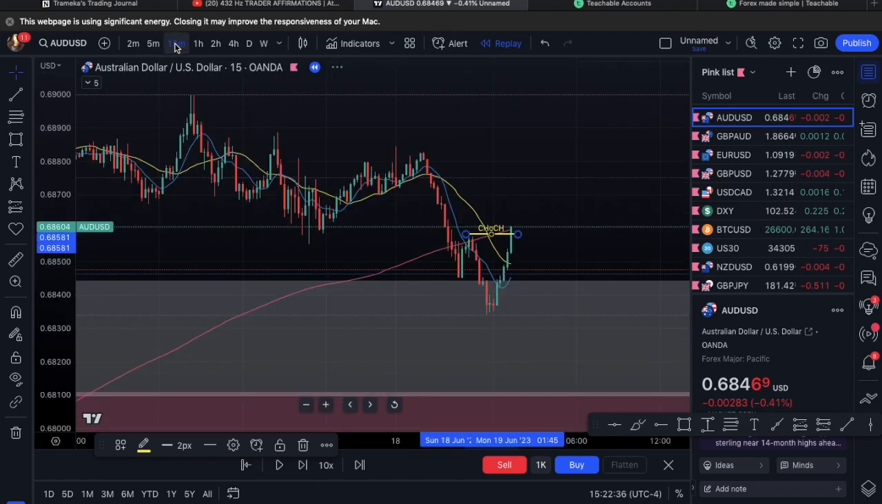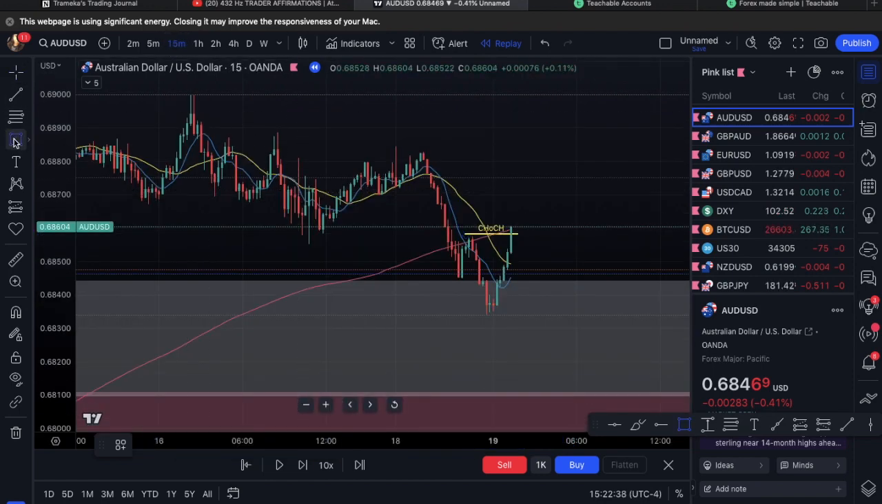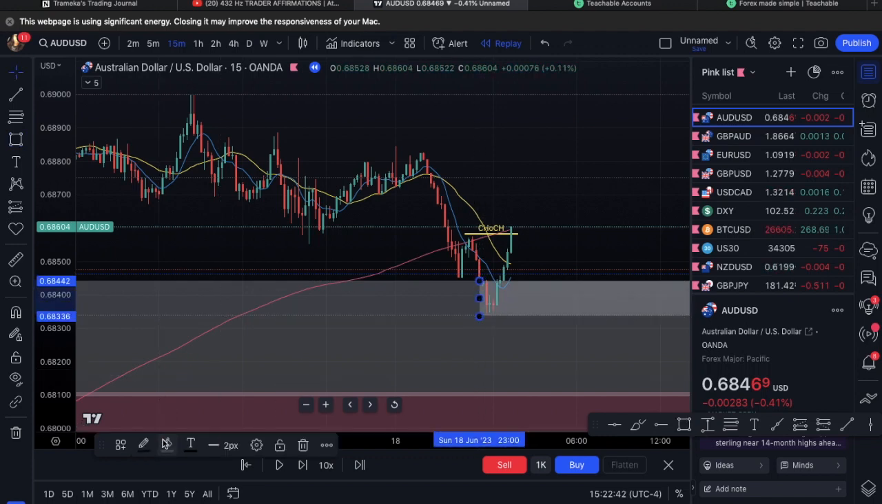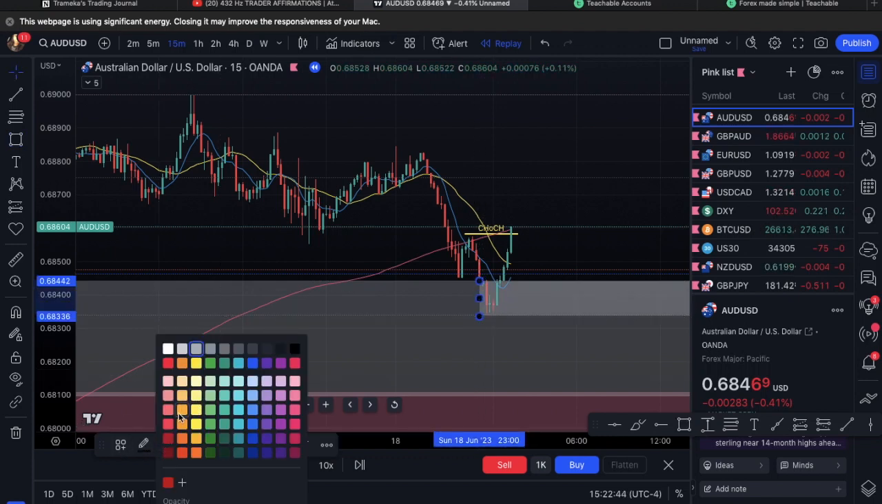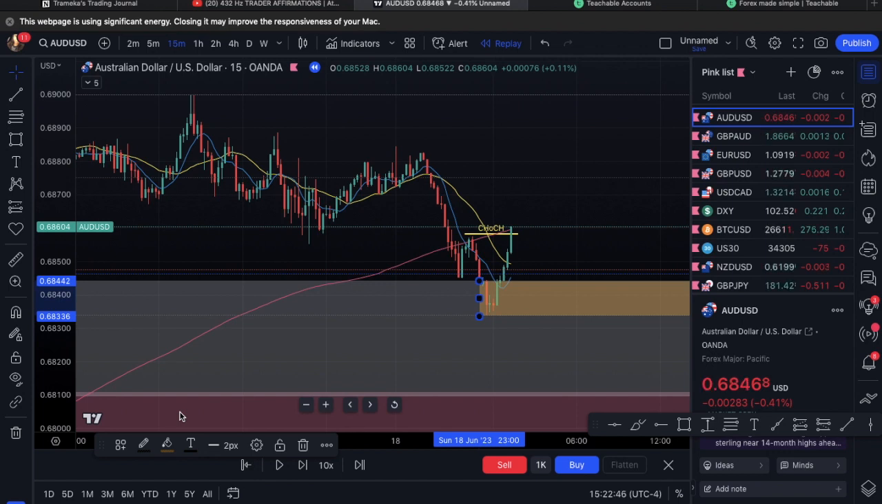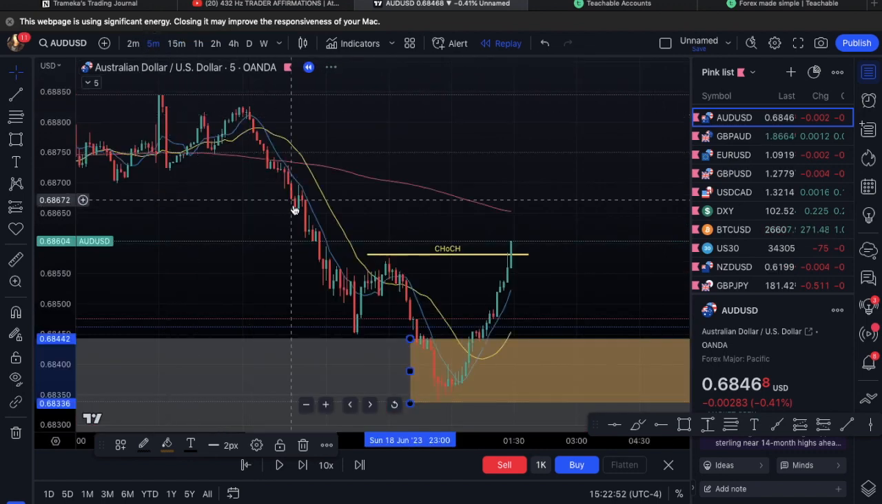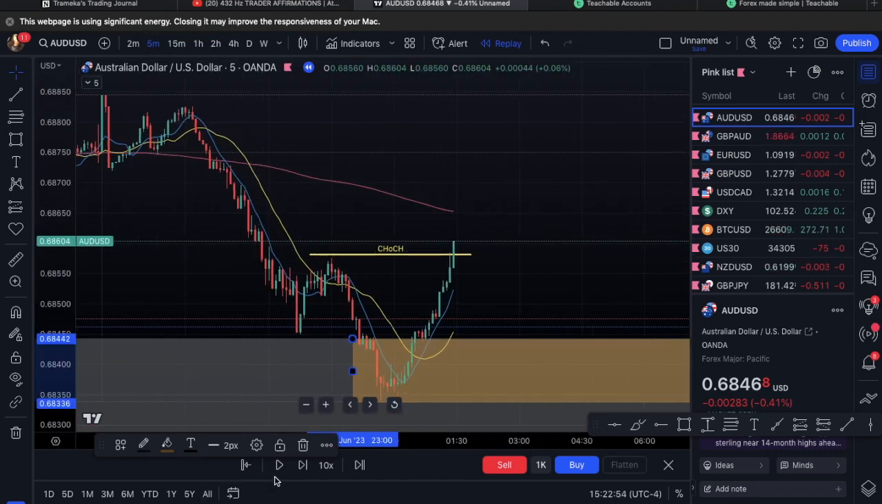And I'm going to go to the 15 minute because it's a little choppy here. Give us a little clarity. So here I'm just looking for price to come down. Oranges for 15 minute. So I'm looking for price to come down and hit our order block. Go back down to the 5 minute.